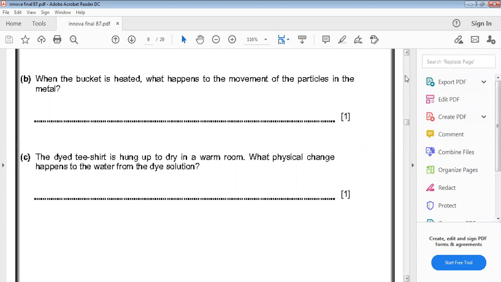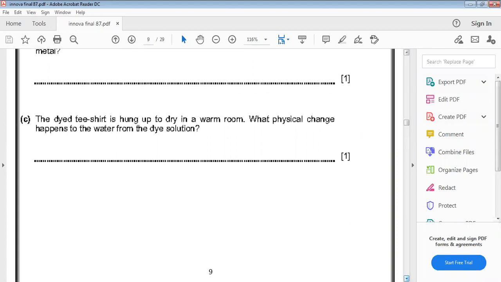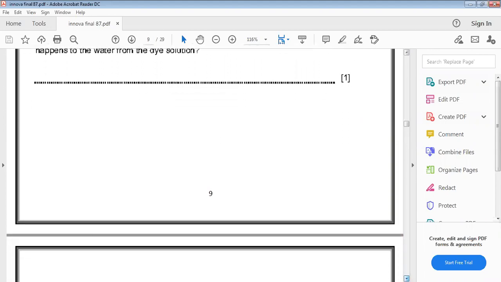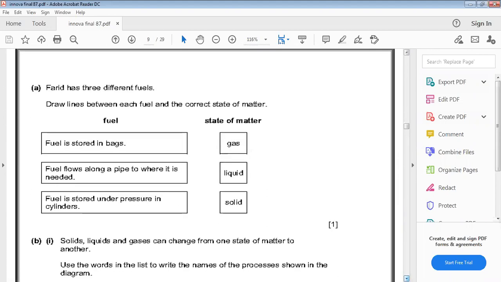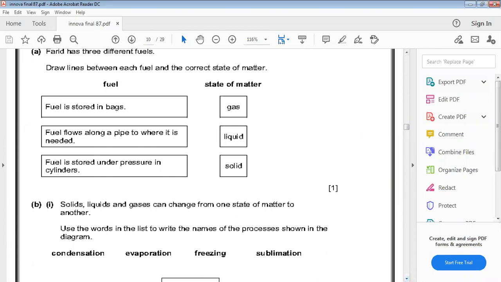Hoor? The physical change: evaporation, condensation, melting, freezing. Evaporation, the water from the T-shirt. Bravo. When I hang a T-shirt full of water, what will happen to it? It's going to evaporate. Then who else is with us?